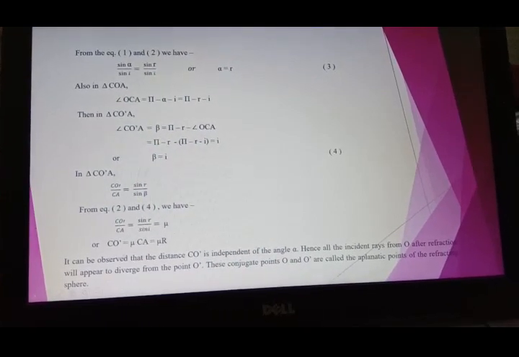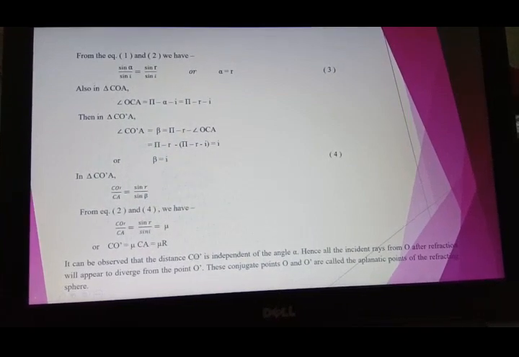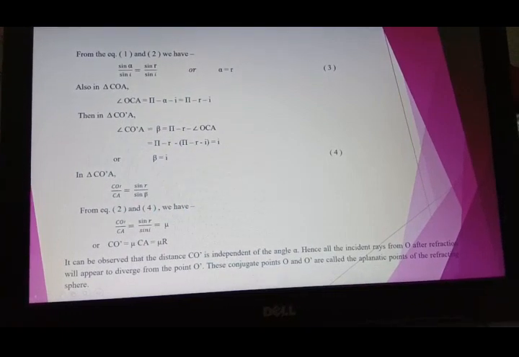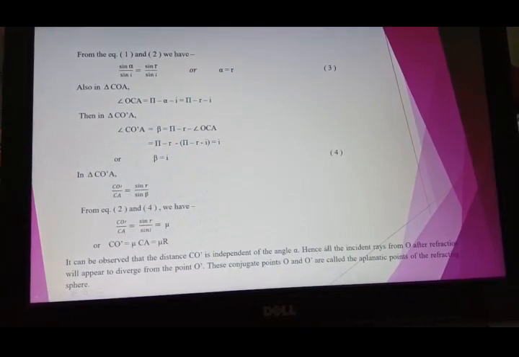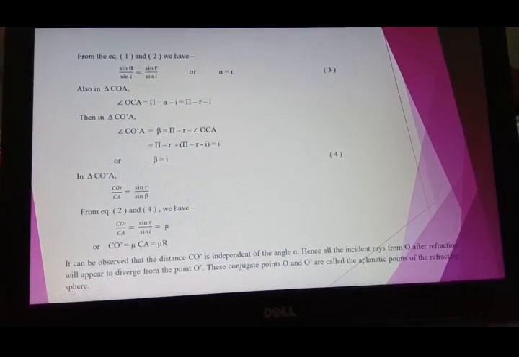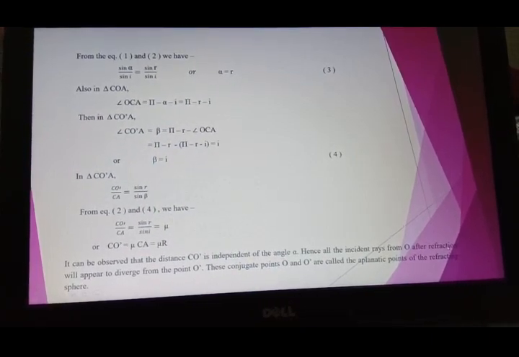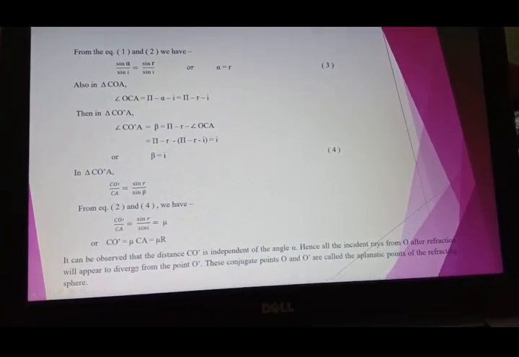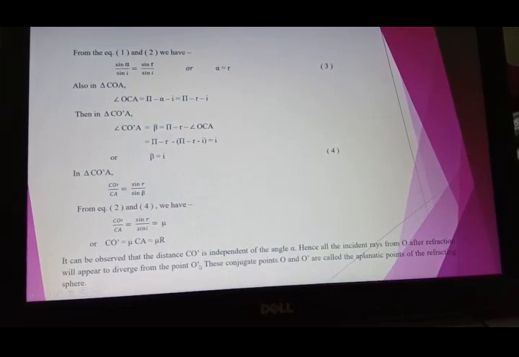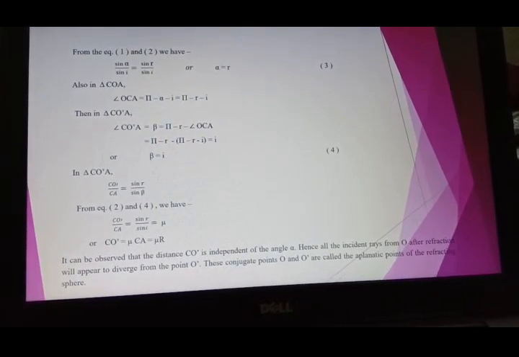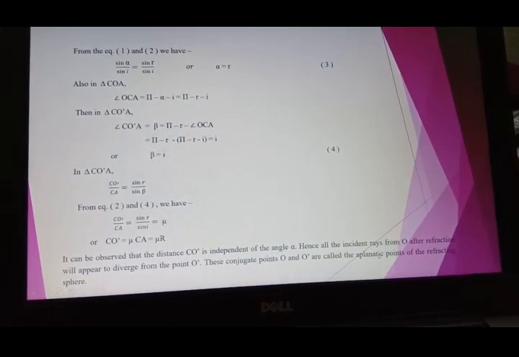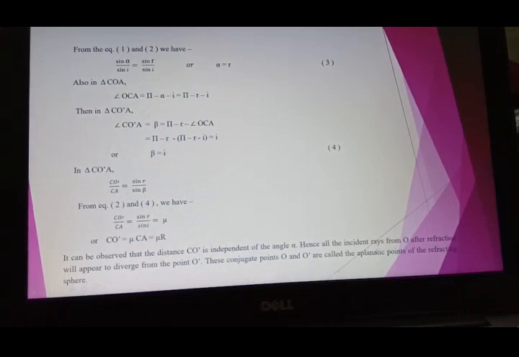It can be observed that the distance CO dash is independent of angle alpha. Hence, all the incident rays from O after refraction will appear to diverge from the point O dash. These conjugate points O and O dash are called aplanatic points of the refracting sphere. Thank you.